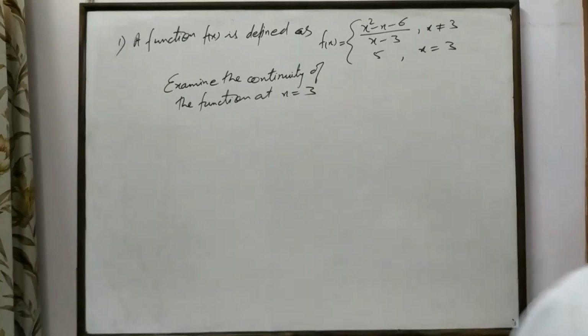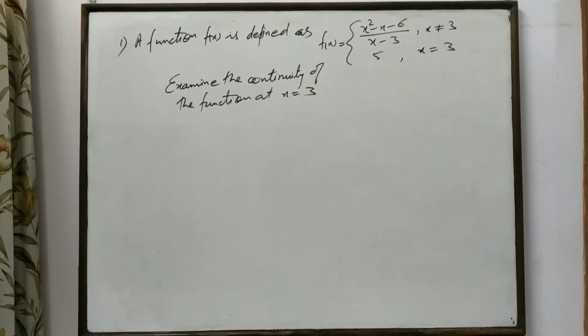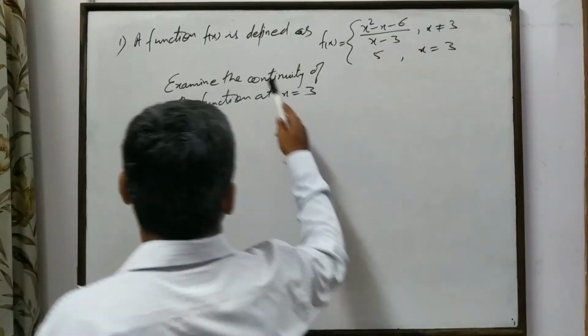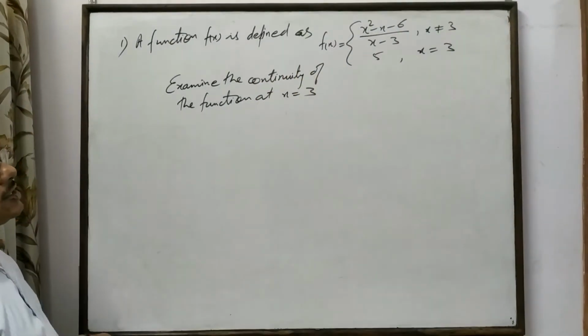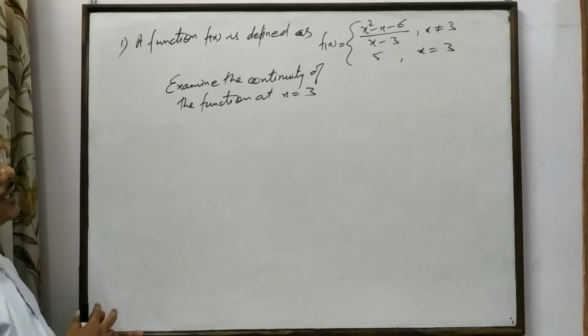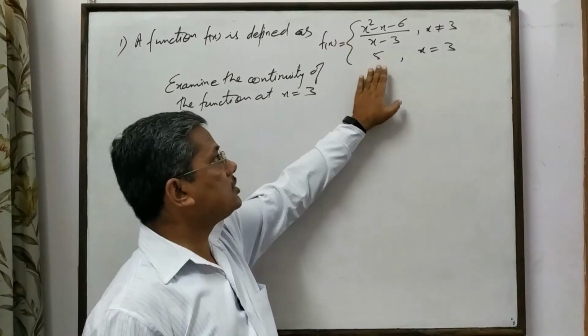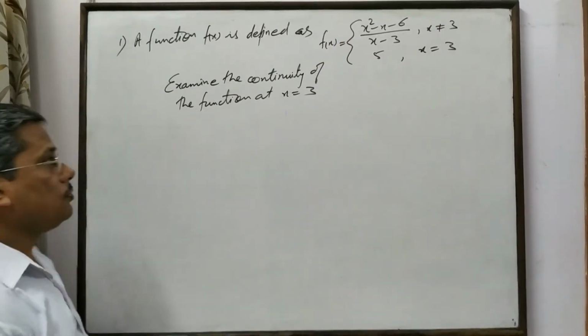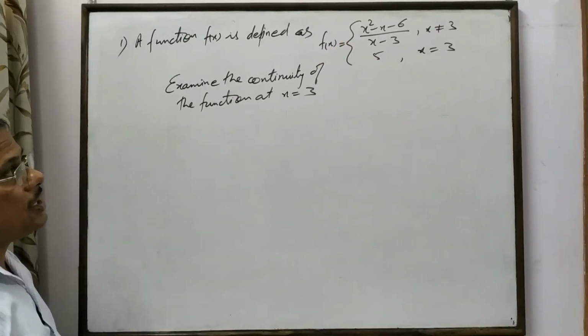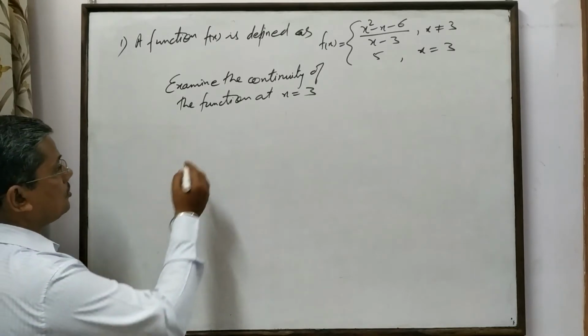Examine the continuity of the function at x is equal to 3. Now you can see the function is defined as f of x is equal to x square minus x minus 6 upon x minus 3 when x is not equal to 3 and f of x is equal to 5 when x is equal to 3. So first of all we calculate the limit at x is equal to 3.